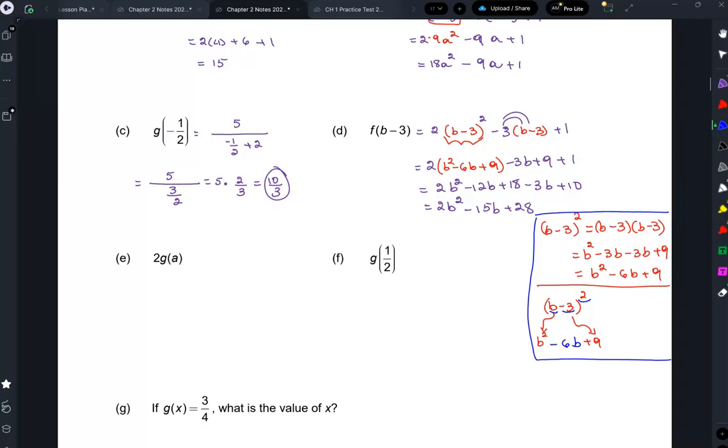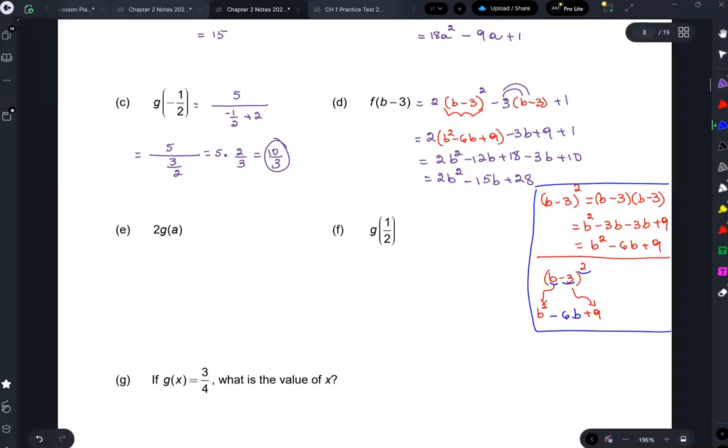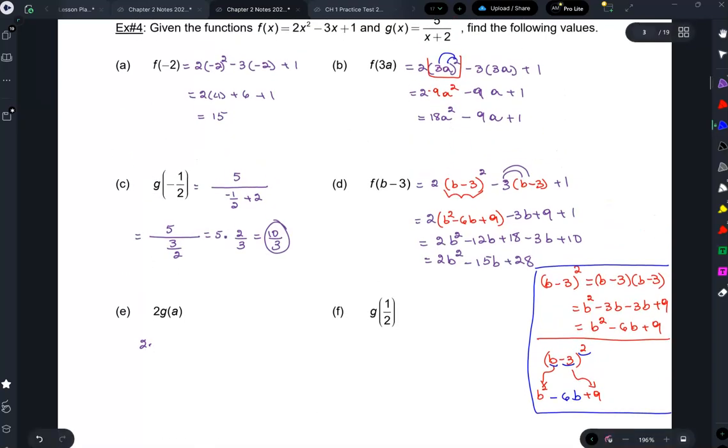Yeah. Okay, next one. Here I have 2 times g of a. What's g of a? Right, so what's g of x? It's 5 over x plus 2, so this will be 5 over a plus 2, over 1, 10 over a plus 2.